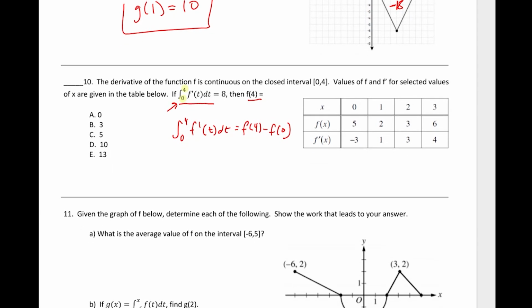So if that integral equals 8, like it says in the problem, that means 8 is equal to f of 4 minus f of 0, which in the table is given as 5. If I add 5 to both sides, I'm going to get f of 4 equals 13. So the correct answer here is E.